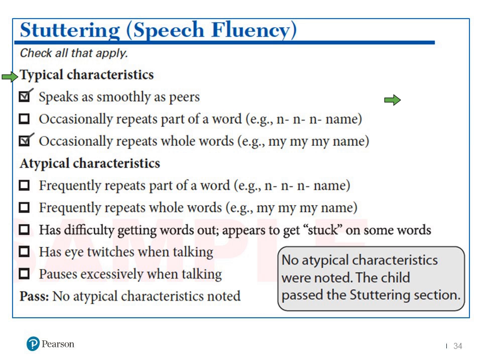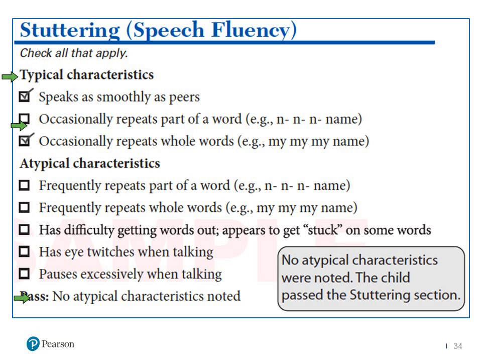The atypical characteristics would be they frequently repeat part of a word, they frequently repeat whole words, they have difficulty getting words out, or they appear to get stuck on some words. They have eye twitching when they talk, or they pause excessively when they talk. So in this situation, even though we're looking for both typical and atypical characteristics, the pass criterion is dependent on the absence of atypical behaviors.